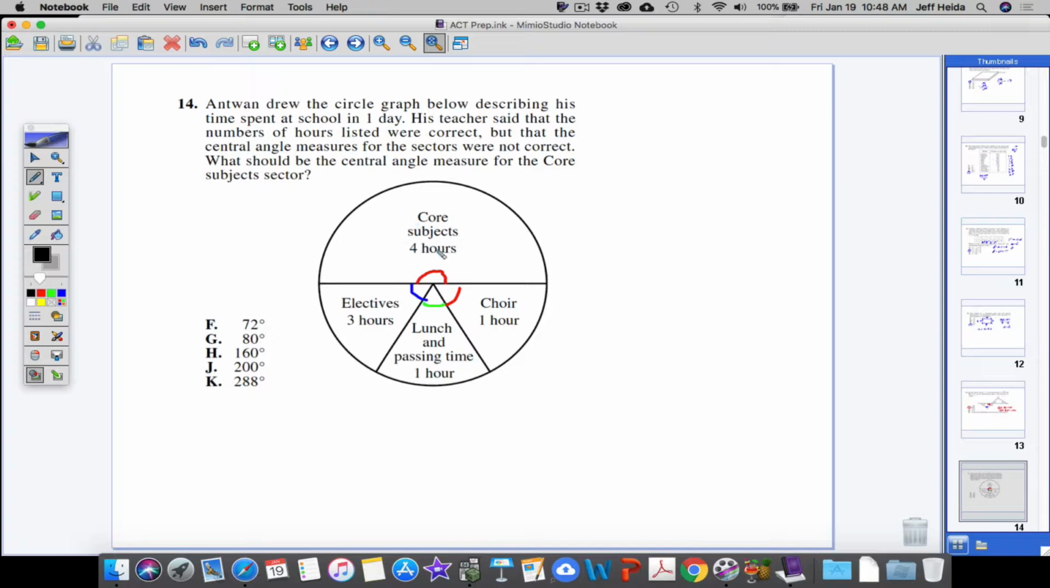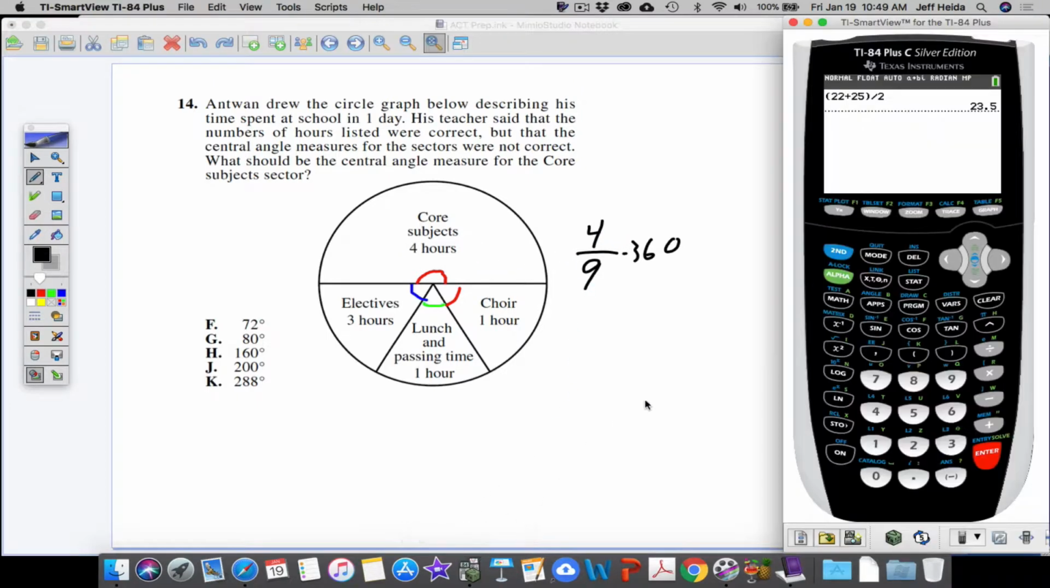So the 4 hours here. The first thing we need to do, how many hours are there in the day? 4 plus 3 plus 1 plus 1. 4, 5, 6, 7, 8. So there are 9 hours in the day and 4 hours core subjects. So 4/9 of the day is spent in core subjects. The central angle, if you go all the way around, is 360 degrees. So the angle for core subjects has to be 4/9 of 360 degrees.